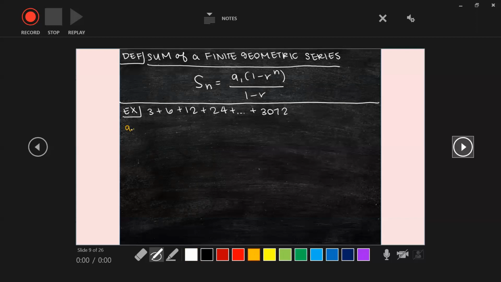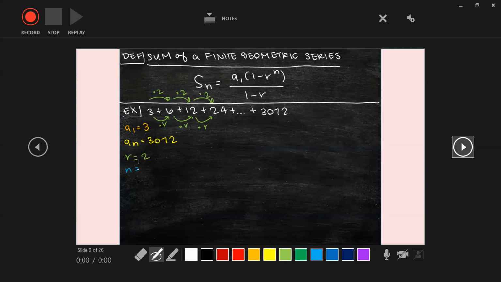So what is a sub 1? 3. That's my initial condition. What is a sub n? 3072. What is r, my common ratio? It'll be 2. If you remember, finding the common ratio is where you multiply everything by some r. This is multiplying by 2 each time, so our common ratio is 2.